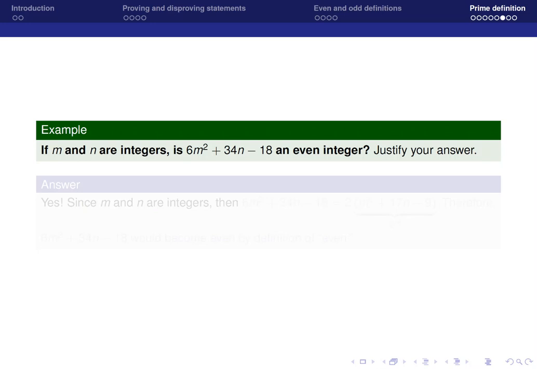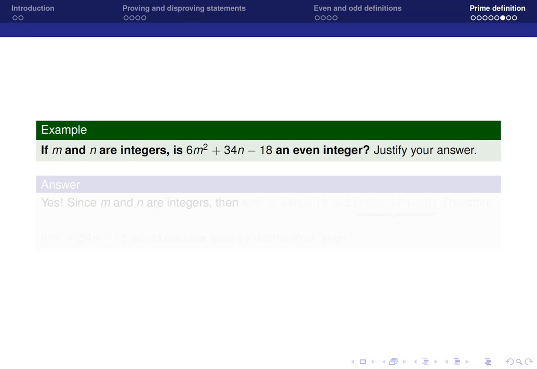Now that we've seen multiple problems and multiple proofs, I would like us to distinguish between what is a formal proof and what is a justification. So for instance, in this example, it says, if m and n are integers, is the quantity 6m squared plus 34n minus 18 an even integer? Justify your answer.